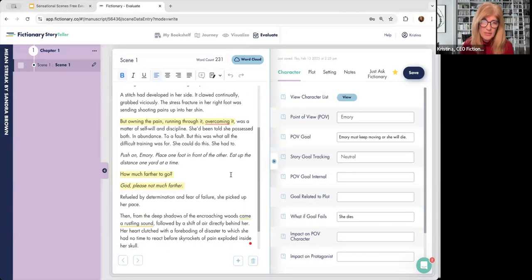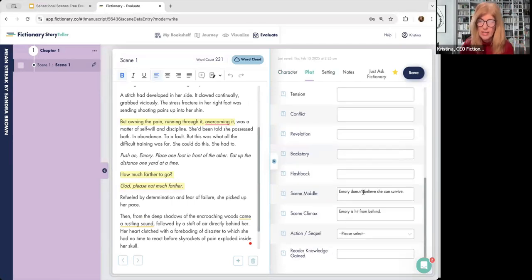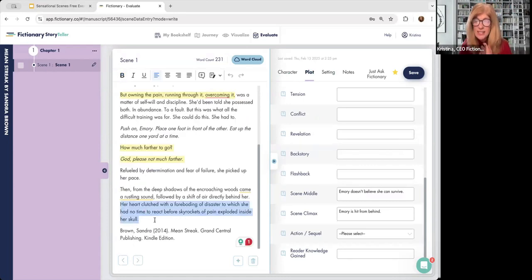Then we get to the scene middle. It's a very short scene, you can see. "How much further to go? Please, not much farther." She has a moment where she thinks she can't survive. She just can't do this. And she's got to pick herself up and keep going. In the scene climax here, she's hit in the back of the head. And the exit hook is who hit her.